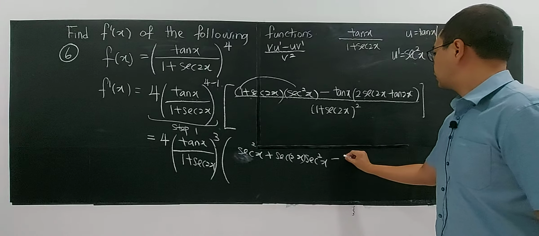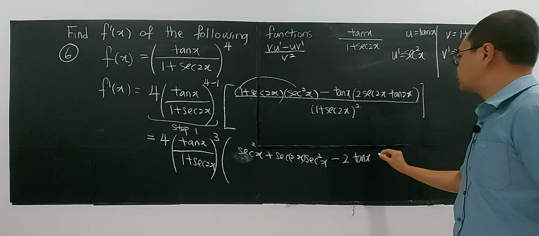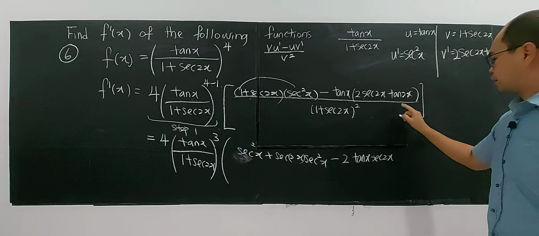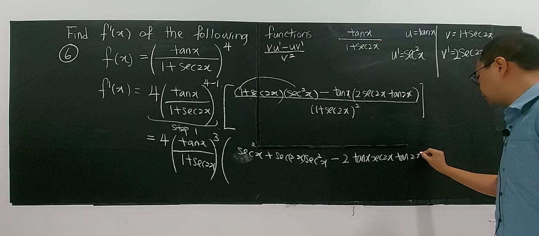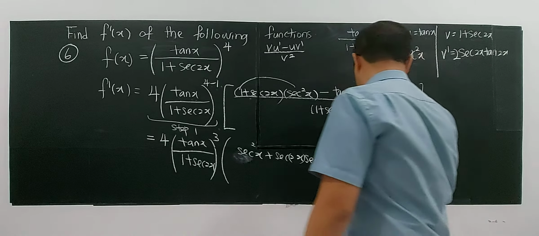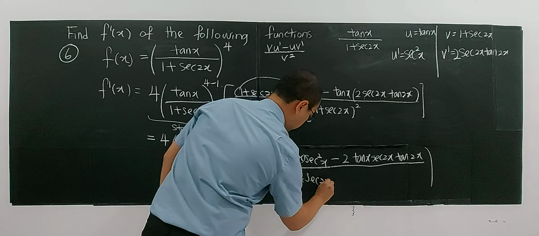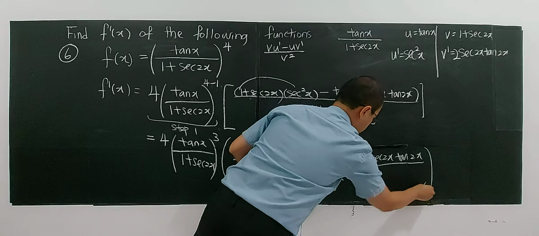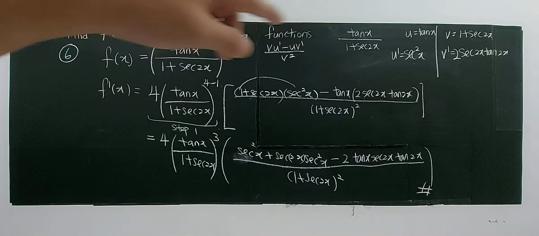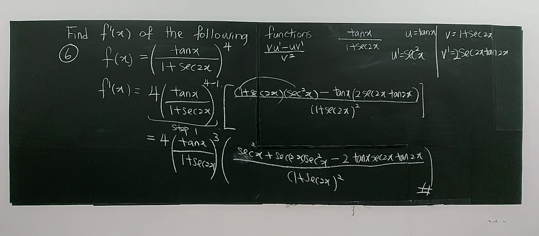So minus 2 tangent x, secant 2x, tangent 2x. Never write this as a square, they are different. So everything divided by 1 plus secant 2x to the power of 2. For me, this is enough, as long as you apply the rules correctly. So I apply the power rule, and after the power rule, I apply the quotient rule. That's all for this video.